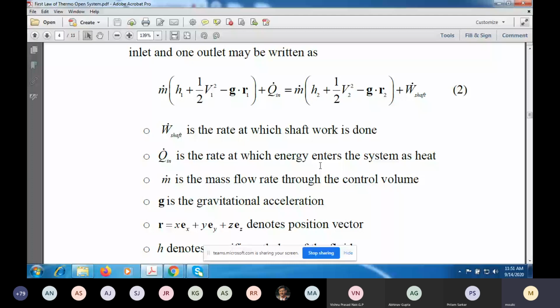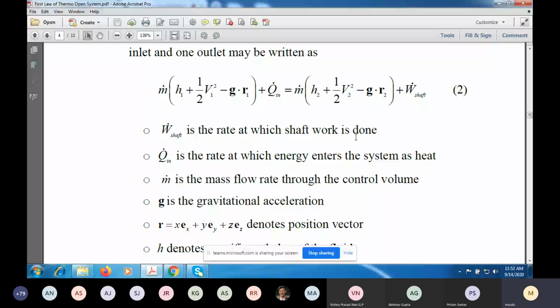W dot shaft is the rate at which shaft work is done. So what are the units of this? SI units? Watts. W shaft will be joules, and the W dot means joules per second. Similarly, Q dot in also will be watts. Q in will be joules, and Q dot will be joule per second, which is watt.